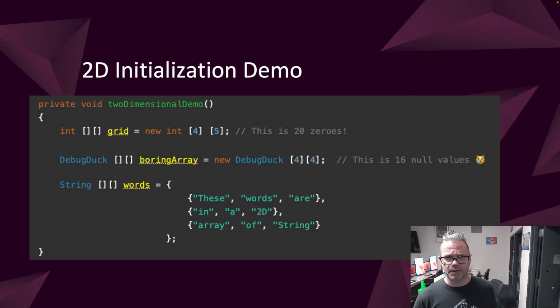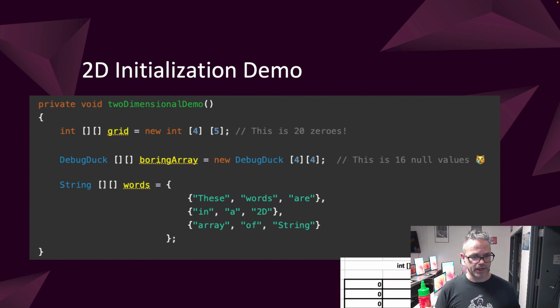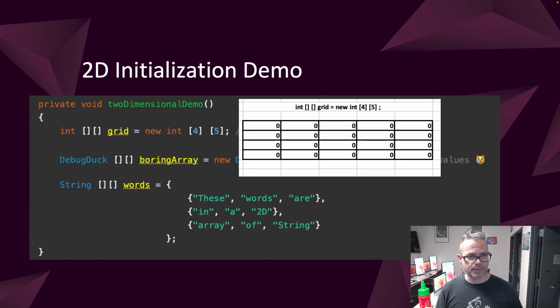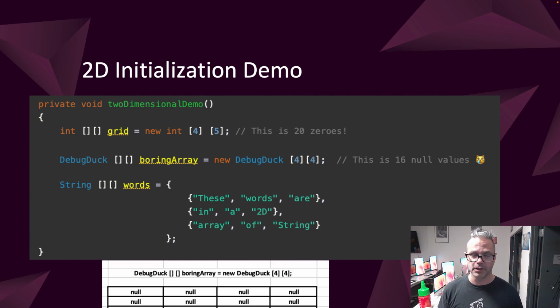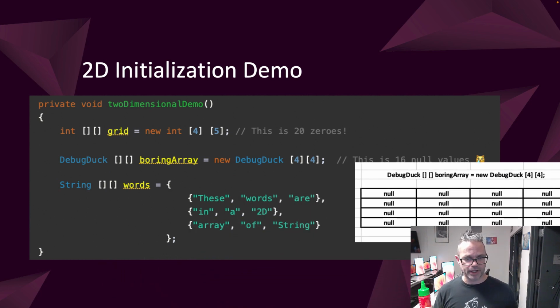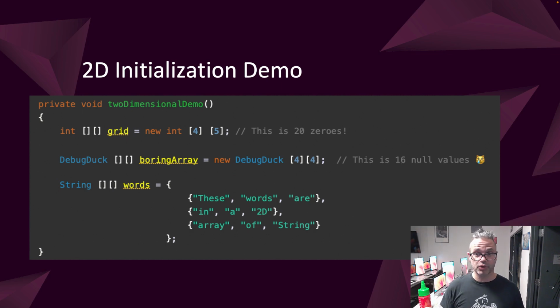So here we have those different types of initializations we can see. We have int array grid as a new int array of 4, 5, so 20 zeros. We take a look at that right here, and we have our new int array that shows up with the 4 by 5 grid of zeros that fill it up. We have a debug duck 2D array boring array as a new debug duck, which is 4 by 4, so 16 null values. Oh, sad kitty. And so we have our debug duck 2D array right here, and I have null, null, null, null, null all the way down for all those values because I initialized it with that empty value object because there's nothing in there yet. We can also initialize an object with existing values.